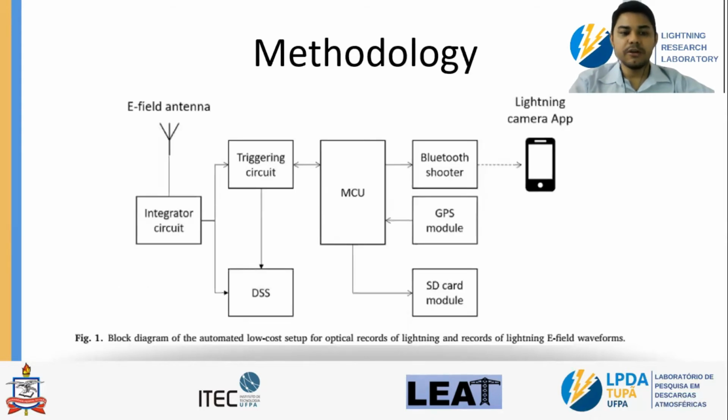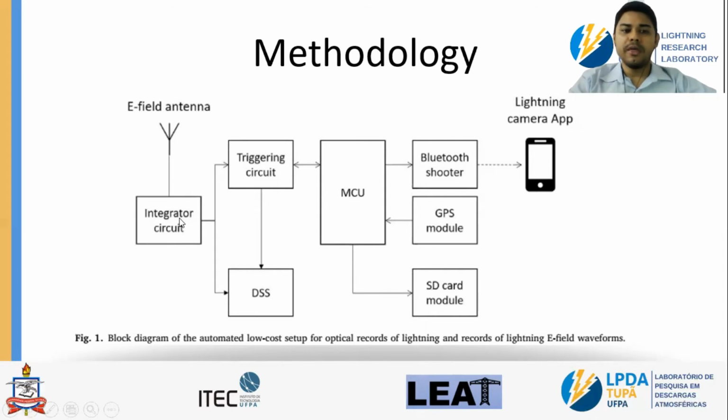Now I show the block diagram of the proposed setup. It is composed of an electric field antenna that can be a flat plate or whip antenna, an integrated circuit, a triggering circuit, a DSS, digital storage system, a microcontroller, a Bluetooth shooter, a smartphone with a lightning app camera, a GPS module, and an SD card module.